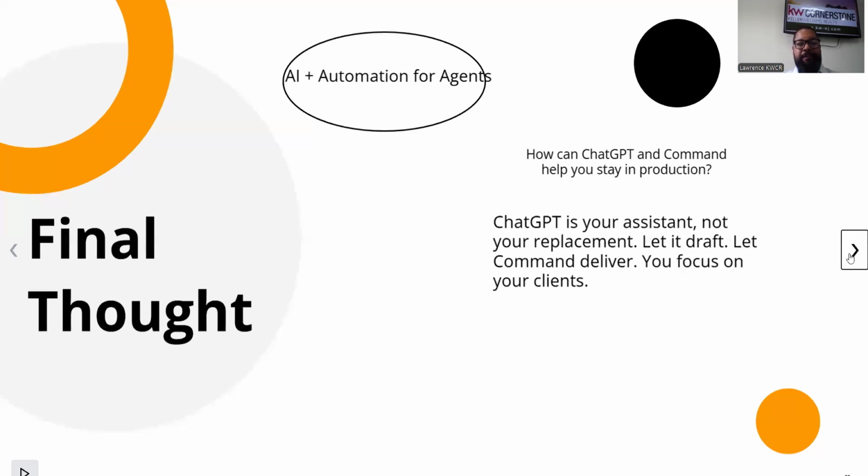So here are our final thoughts. AI plus automation for agents. How can ChatGPT and Command help you stay in production? ChatGPT is your assistant, not your replacement. Let it draft and let Command deliver. You focus on your clients. Does that make sense?